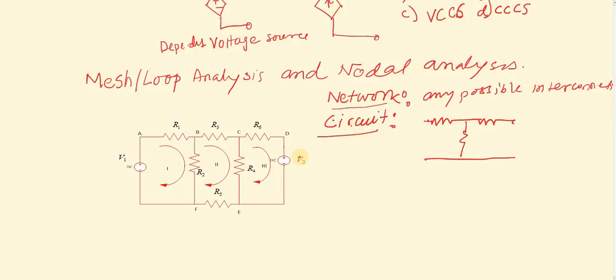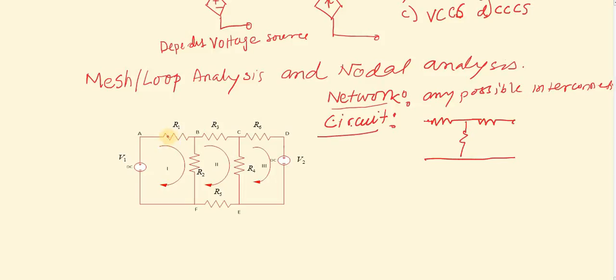Now in this network there are branches, there are loops, there are nodes. So what are they? This is a branch. A branch is basically a single element. That may be a resistance, that may be a voltage source. Okay, this is a branch.